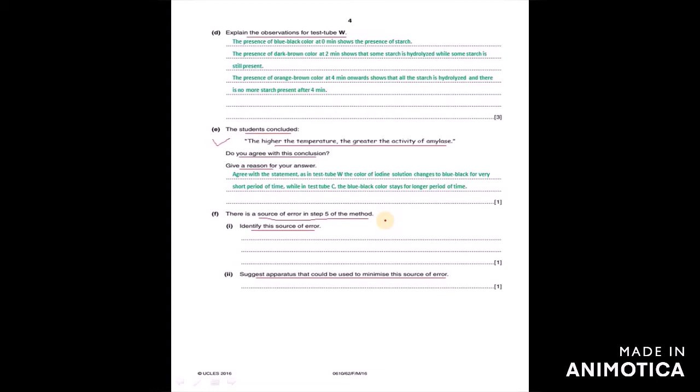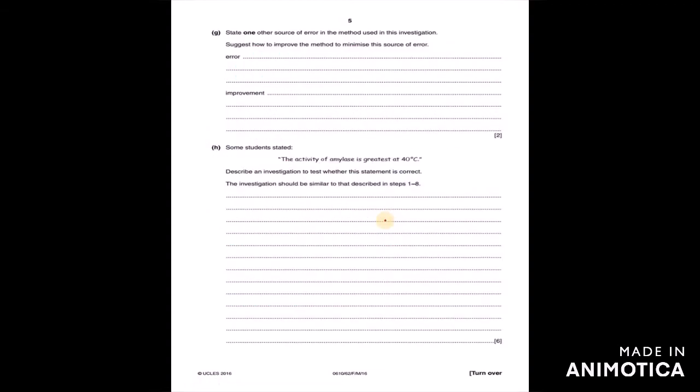Okay, now this clearly gives us a hint that adding 10 drops would not have a specific volume because drops may vary in size. So this is our error and it can be easily eliminated or minimized by using syringe or pipette instead of dropper, which dispense a specific known volume of solution only. Okay, let's move ahead.